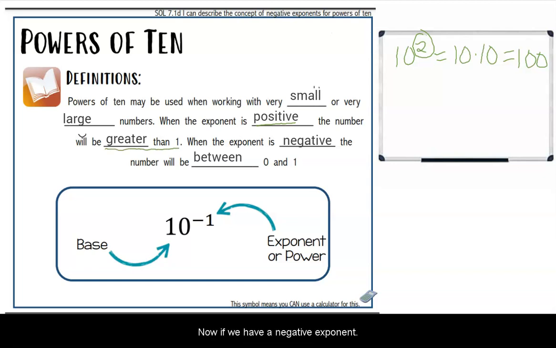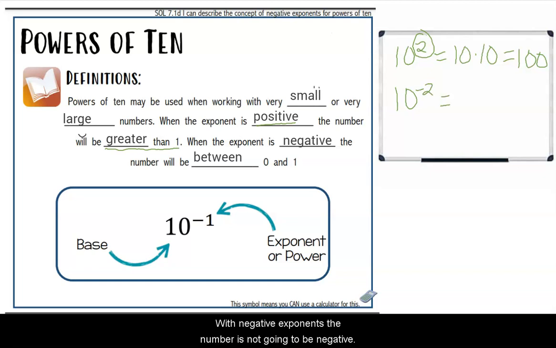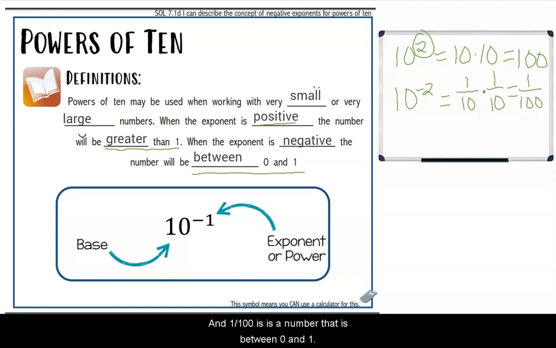Now if we have a negative exponent, say 10 to the negative second power, with negative exponents, the number's not going to be negative, but instead of multiplying by 10, you're dividing by 10 each time. So we would have, in this case, 1 divided by 10, or 1/10, times 1/10, and then this time we get a solution of 1/100th, and 1/100th is a number that is between 0 and 1.